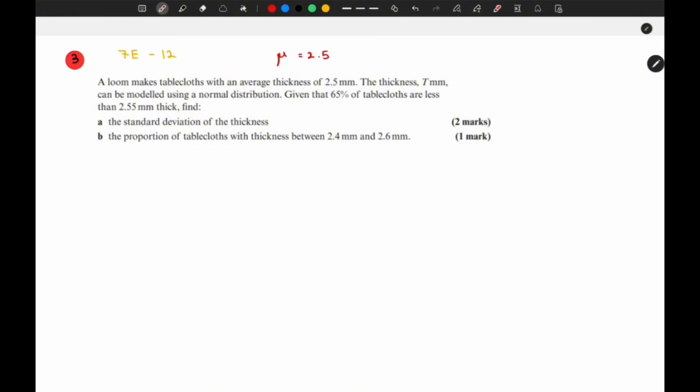Now the thickness T millimeters can be modeled using a normal distribution. So we can say that T is normally distributed with mean 2.5 and variance. We don't know the value of the variance; they did not give it to us. They have just said that 65% of tablecloths are less than 2.5 millimeters thick. So let's say that the variance is the standard deviation squared, which is unknown. For the first part, we need to find the standard deviation of the thickness.